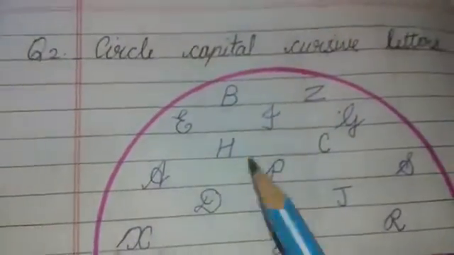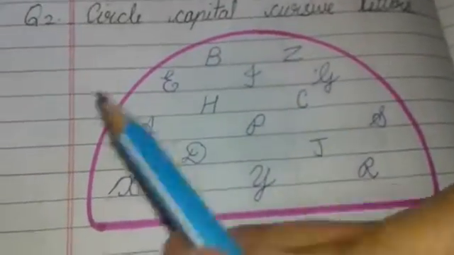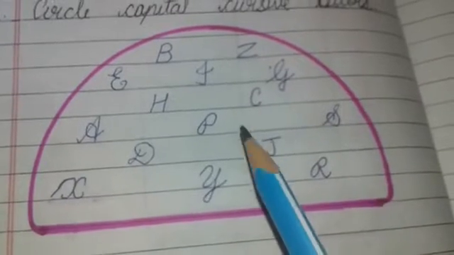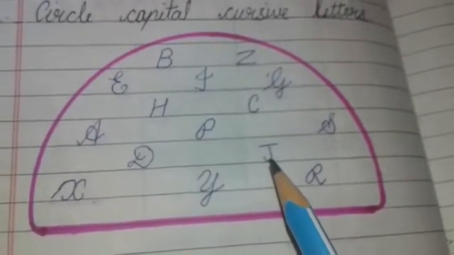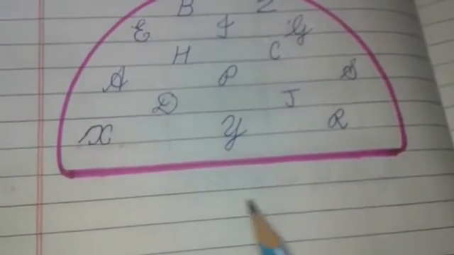And this is your second question in which you have to circle capital cursive letters. You can see in the semicircle, there are too many capital cursive letters. You have to just circle that letter and write it down below.